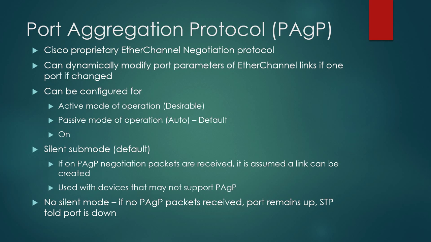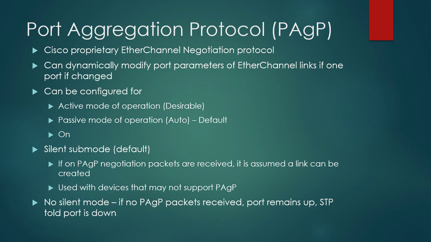So let's say, for instance, I have a Fast Ethernet switch that's made up of four EtherChannel bundles or four links, and I was to take one of those links and change the speed to 10 megabits. Port Aggregation Protocol would then dynamically configure all the other ports within the EtherChannel to be at 10 megabits of speed. So as you can see, this could be a very useful tool, especially when you have a large EtherChannel with eight channels.